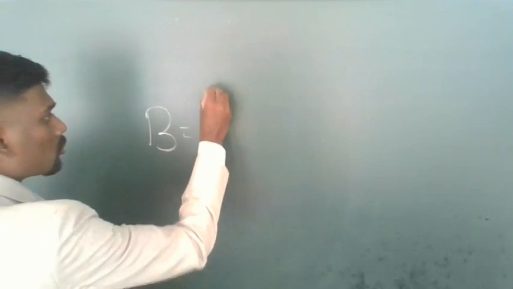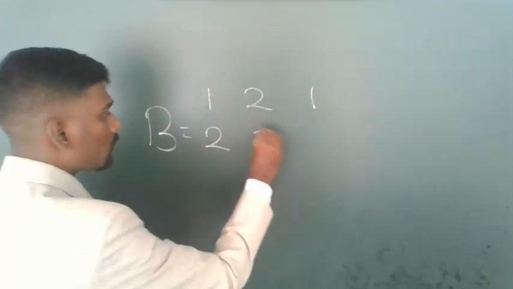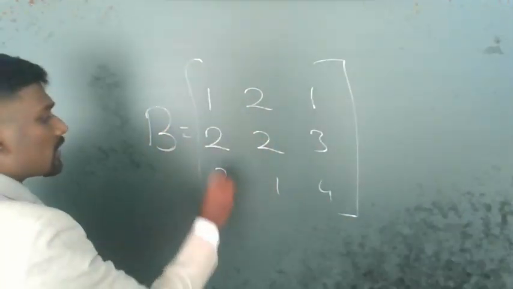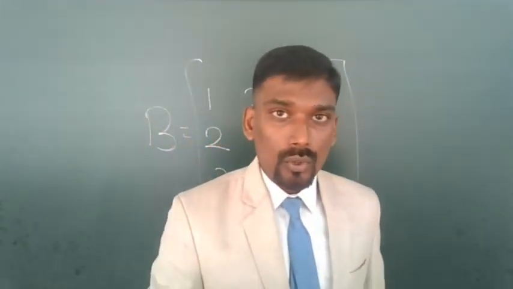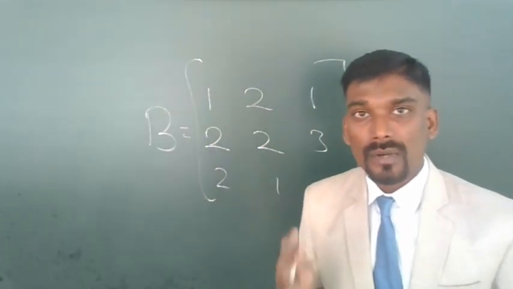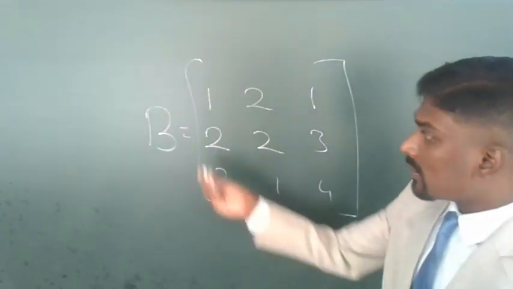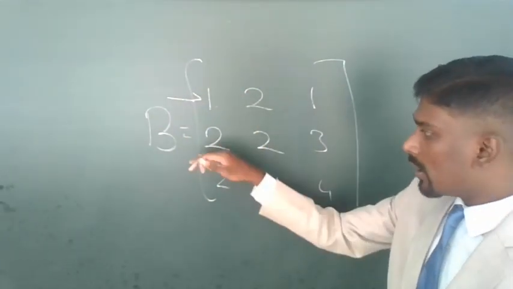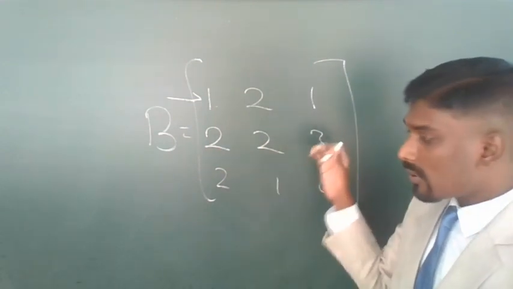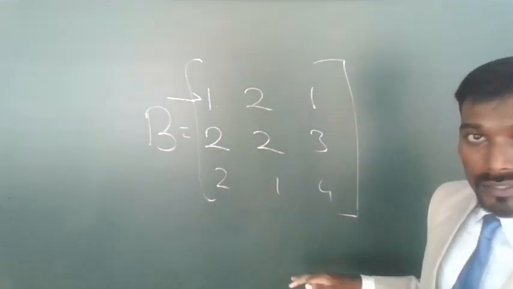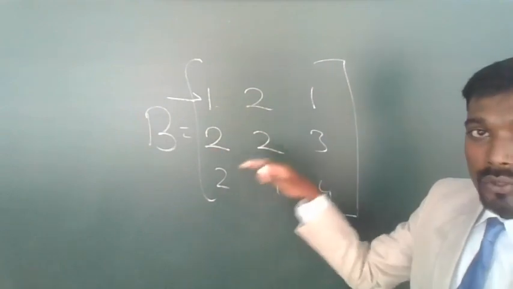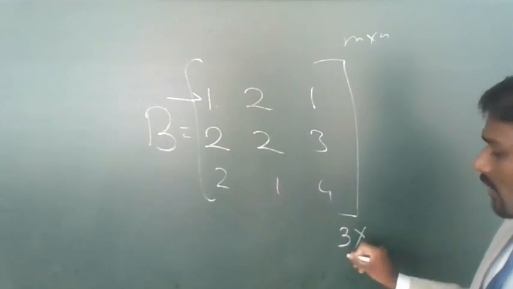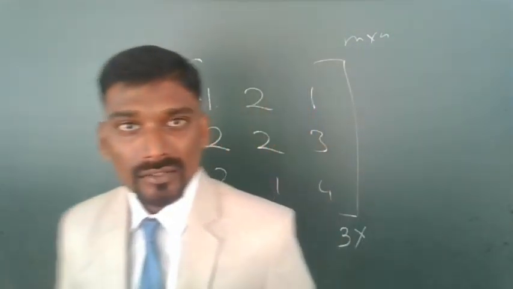Suppose B is equal to 1 2 1, 2 2 3, 2 1 4. If this is what I have given you, the first thing we are going to see is what is meant by rows and what is meant by columns. So 1 2 1 is the first row, 2 2 3 is the second row, and 2 1 4 is the third row. So if I want to write m into n, I have found there are 3 rows. Correct?